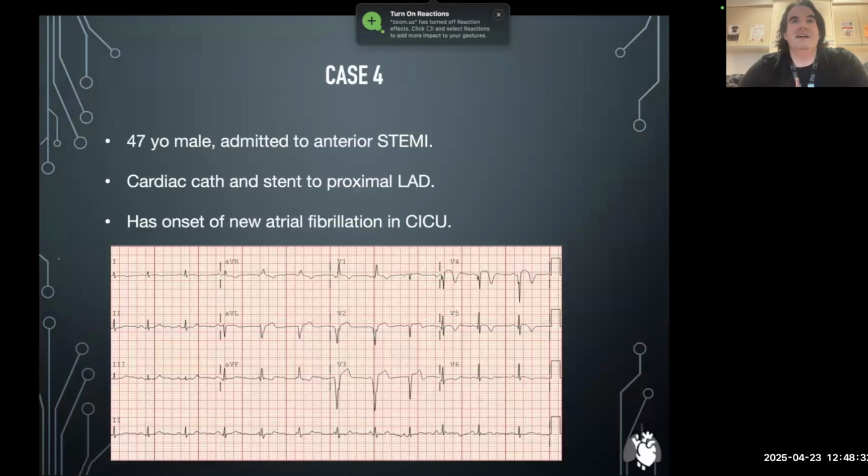Last case, case 4. Okay, this is an interesting one. So this gentleman had an anterior STEMI. Here's his initial ECG. Well, this was around the cath time. So it's an ugly one and a concerning one, and he has some AFib on and off during his initial CICU stay. So he goes to the cath lab, gets a drug-eluting stent to his LAD, and convalesces in the CICU.